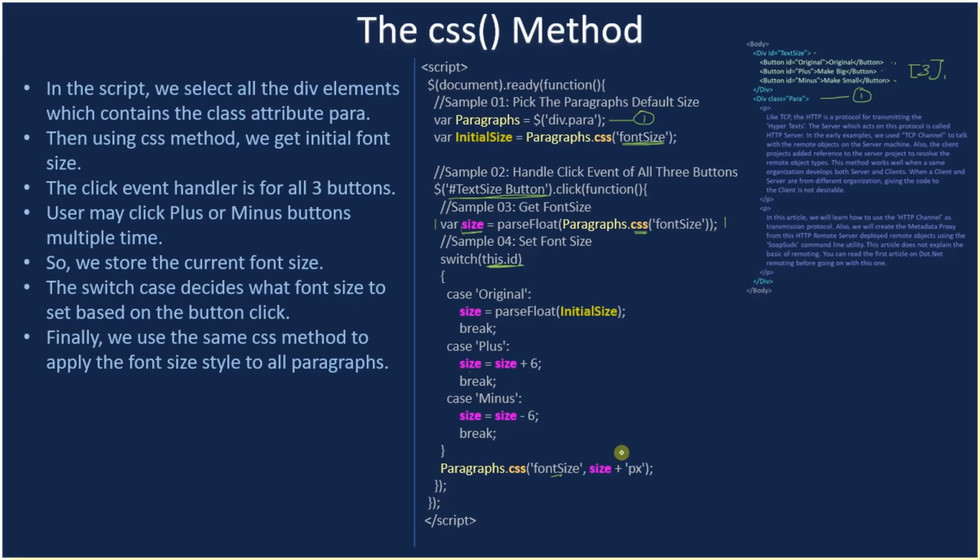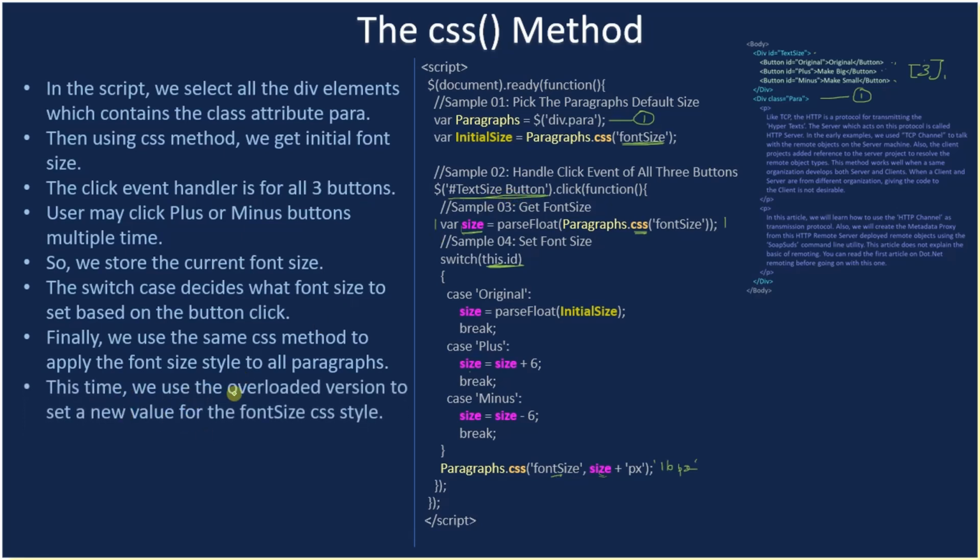And towards the end, we are applying the pixel. Say, for example, if it is 16, we need to put 16 px. The moment we add this string, even though this is in number format because we parsed it, the whole thing will become a string, right? And we are giving that as a value to the paragraph tag. So now the CSS will set the font size for this specific element, which is nothing but a div tag.